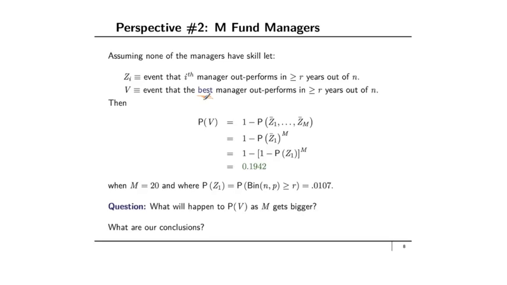The probability of V is equal to 1 minus the probability of Z1 bar up to Zm bar. Now what is Zi bar? Zi bar is the complement of Zi. So Zi is the event that the ith manager outperforms in r years out of n. So Zi bar is the event that the ith manager outperforms in less than r years out of n. So it's the complement of Zi.